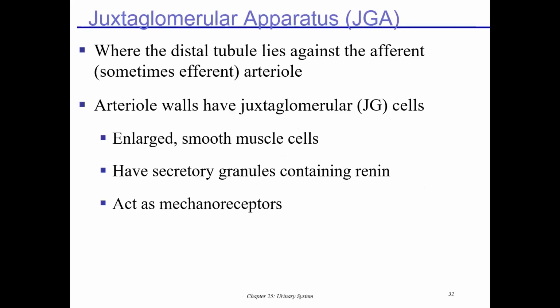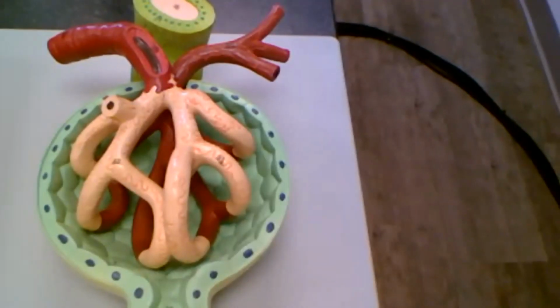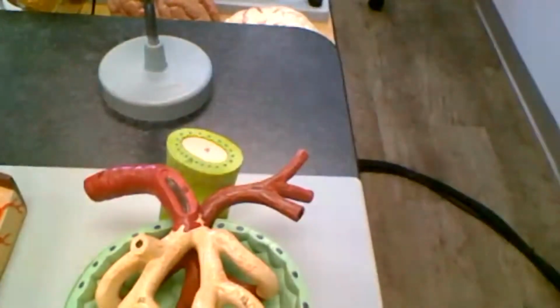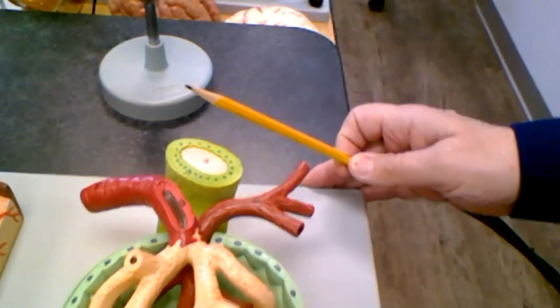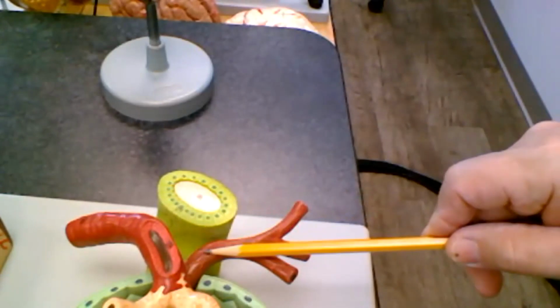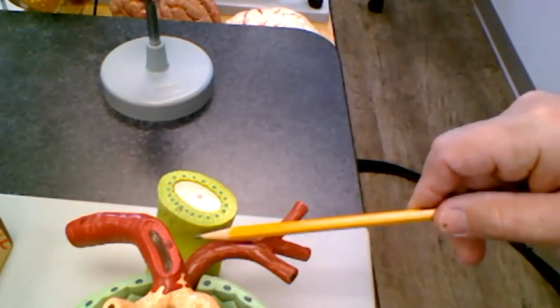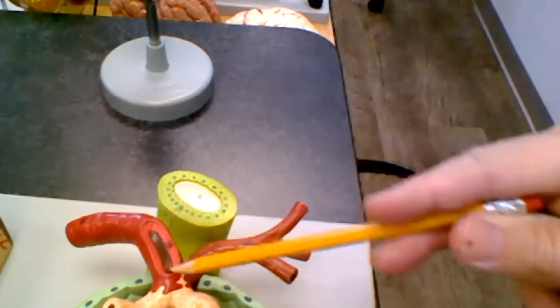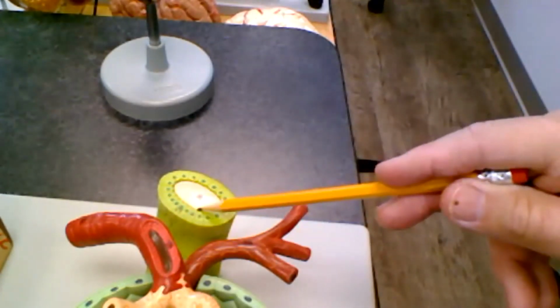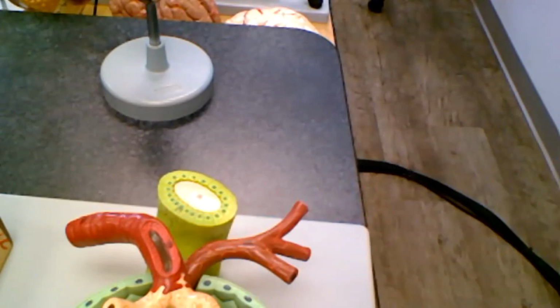So now let's take a look at this. We have the distal tubule butted up against the afferent and efferent arteriole. That's this area right here. There's the distal tubule. There is the afferent arteriole. There is the distal tubule here. And so the juxtaglomerular apparatus is located in this region right here, where this is primarily butted up against the afferent arteriole.